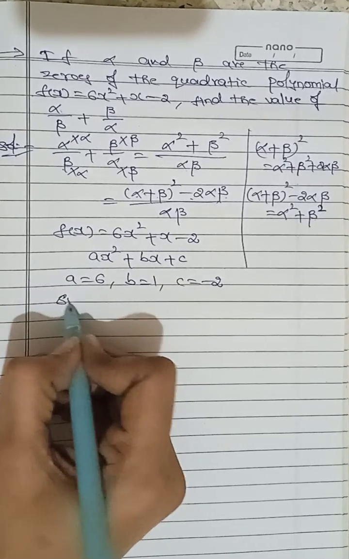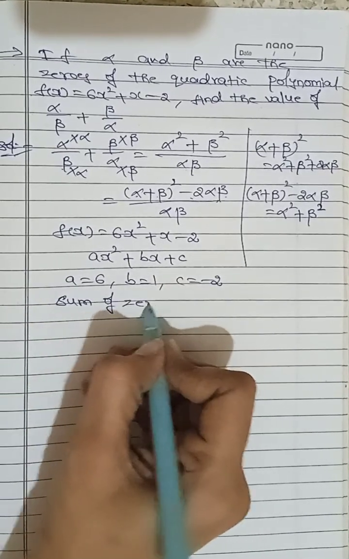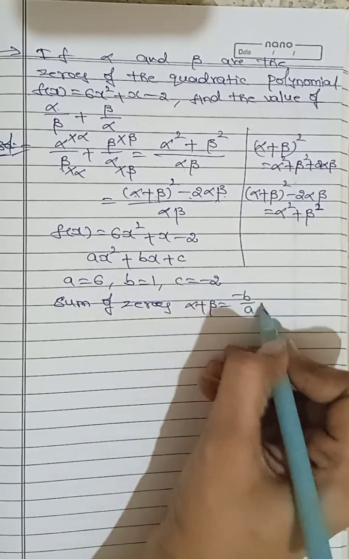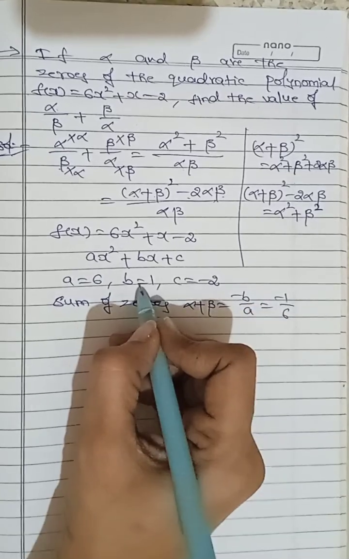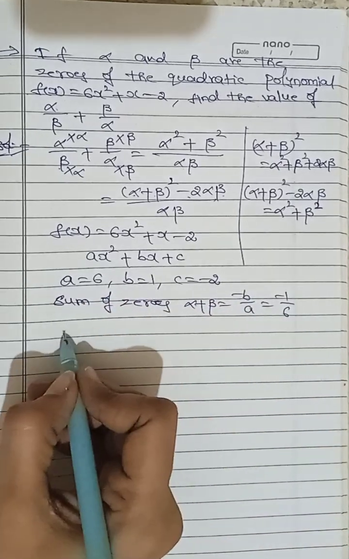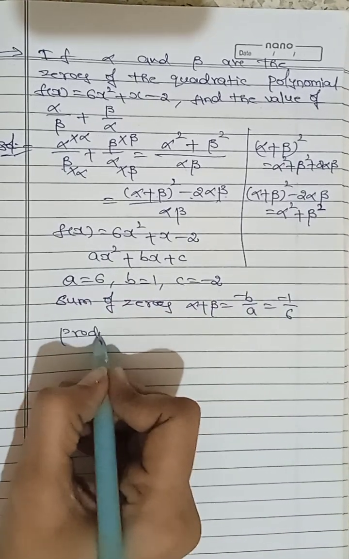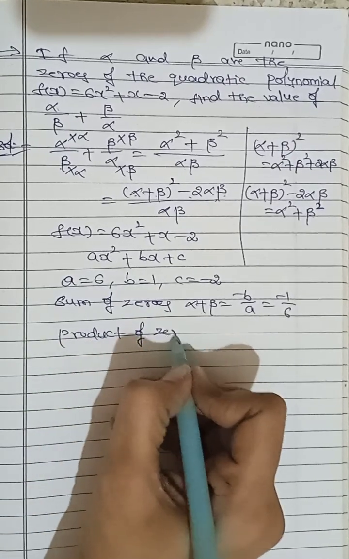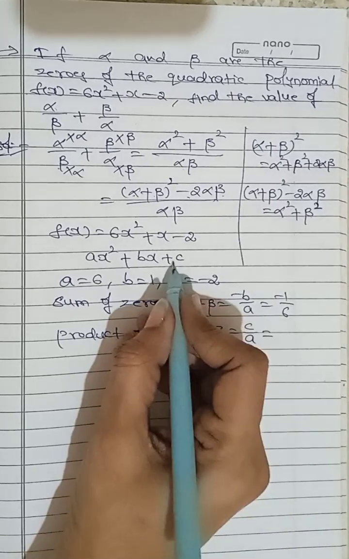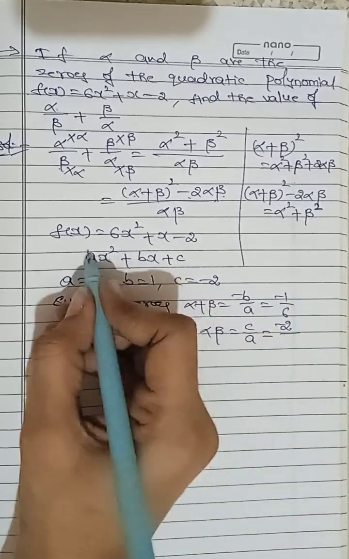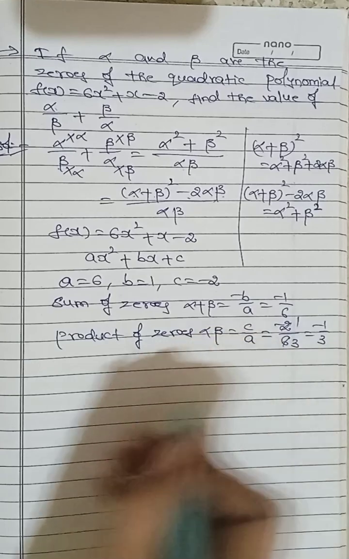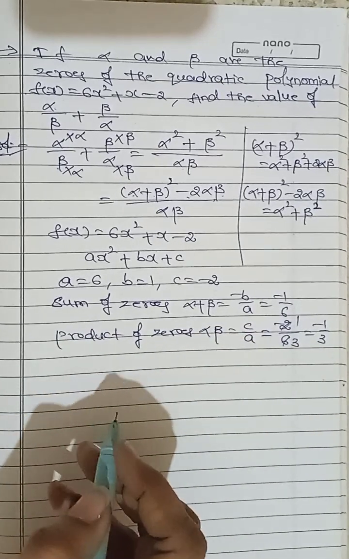We know that sum of the zeros, alpha plus beta, is minus b by a. That means minus 1 by 6. B value is 1, a value is 6. So minus b by a means minus 1 by 6. And product of zeros, alpha into beta, is c by a. C value is minus 2 by a value is 6. 2 ones are 2, 2 threes are 6, that equals minus 1 by 3, the product of zeros alpha into beta.